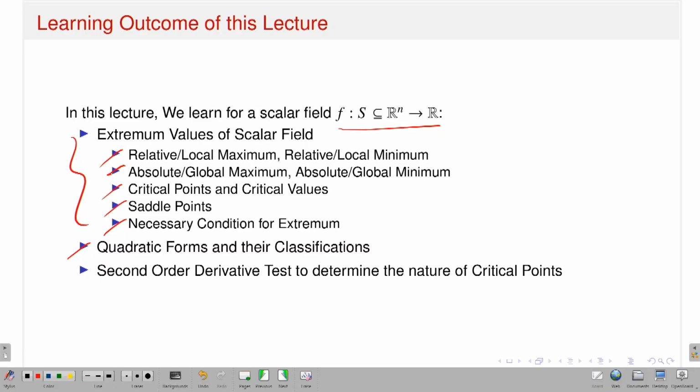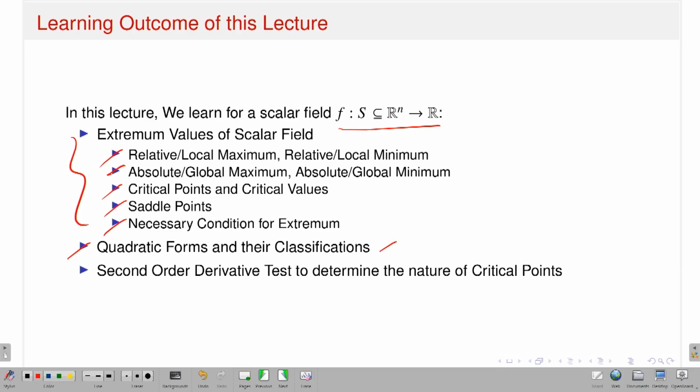If my function is nice, meaning suppose the function is differentiable, then there is a method to find out the critical points. The Hessian matrix plays a crucial role, and with that, the associated quadratic forms will be there, and I will explain what I mean by that.